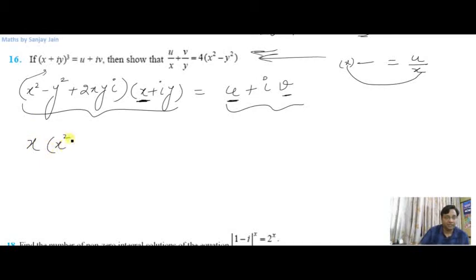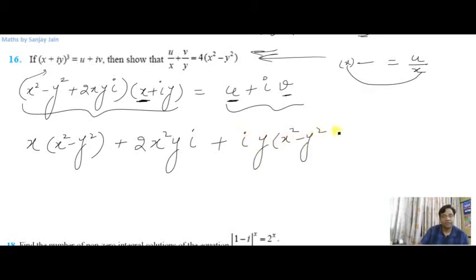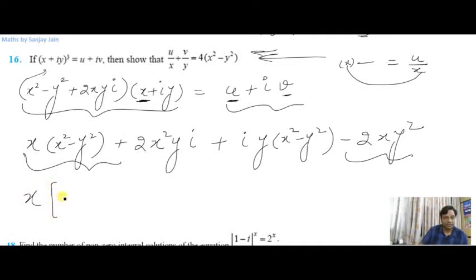So x into x squared minus y squared, I'm writing this separately, and then plus 2x squared y iota, then plus iota y times x squared minus y squared, and iota squared will become minus 1, so minus 2xy squared. Now let me club the real part. So this is the real part. x I'll keep outside, and inside I'll have x squared minus y squared minus 2y squared, that is x squared minus 3y squared.